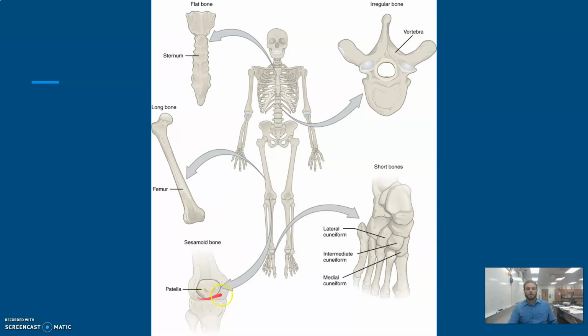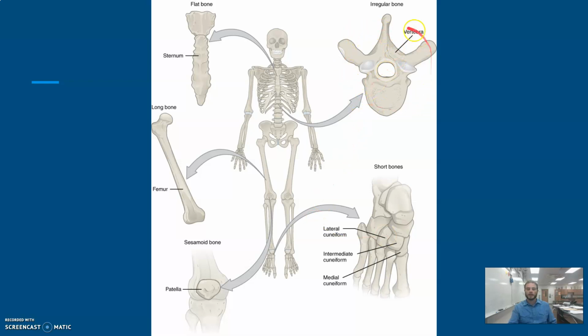Your sesamoid bone, here's your patella, your kneecap. You can kind of see this. The patella is a large sesamoid bone. Most of them you're going to get in the tendons of your ankle and in your foot. Short bones, remember these are generally kind of cuboidal in shape. Really, they're just going to be good for support. You do get a little bit of movement in between these bones here.